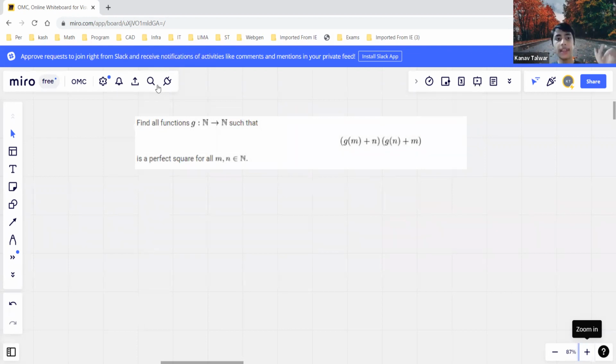Oh, okay. Is the problem visible? So this is the next problem. We need to find all functions g from N to N such that g of m plus n times g of n plus m is a perfect square.